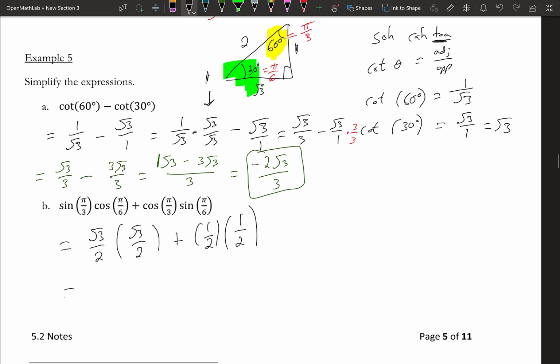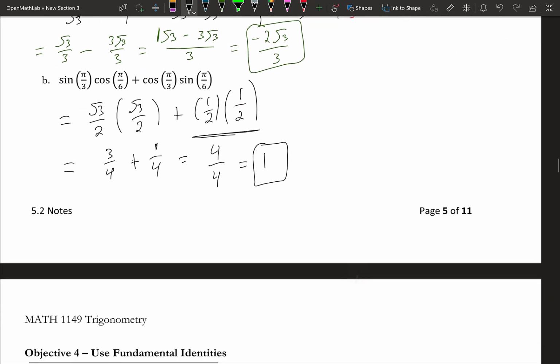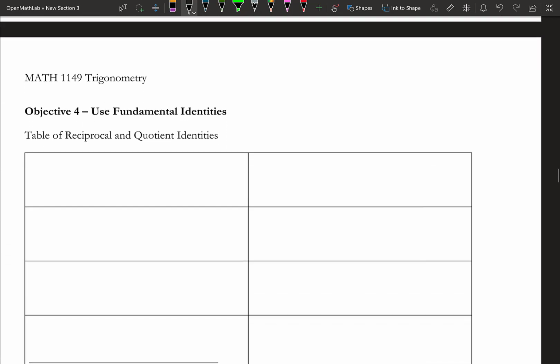So then we just need to simplify this. So multiplying the first two fractions, I would get 3/4, right? We'd have radical 3 times radical 3, which is 3, and then 2 times 2, which is 4. And then this second part here, we take 1 times 1, we get 1, and 2 times 2, we get 4. So we got 3/4 plus 1/4, which equals 4/4, which is just 1. Right, so part B just equals 1.